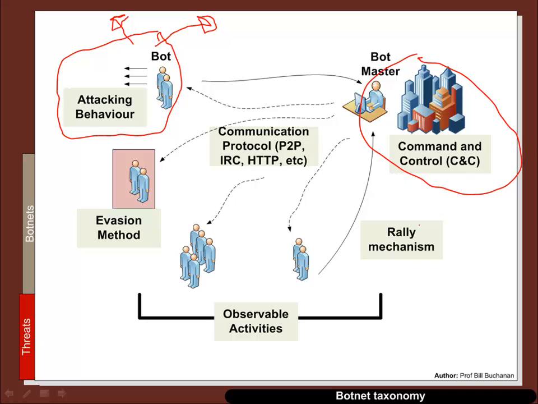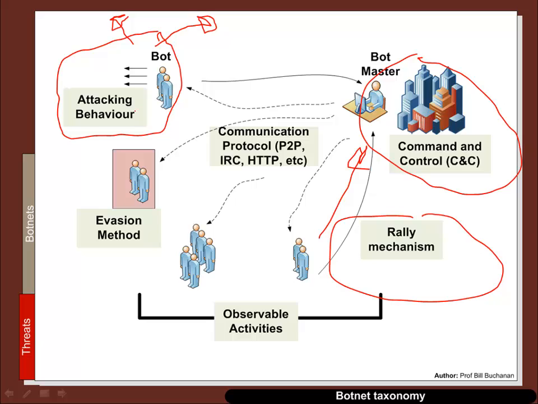We have rallying mechanisms, and with this we define the way in which the botnet slaves rally around the botnet master. So this could be a hard-coded IP address where the bots actually know which IP address to contact. It could be through a dynamic DNS domain name, or it could be a distributed DNS service.